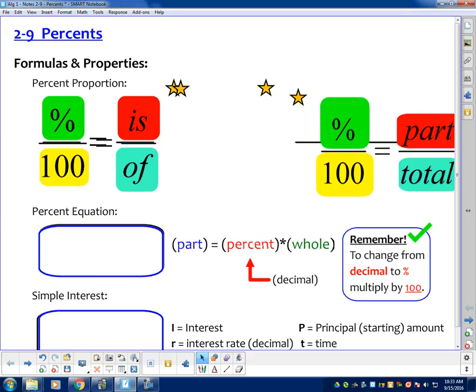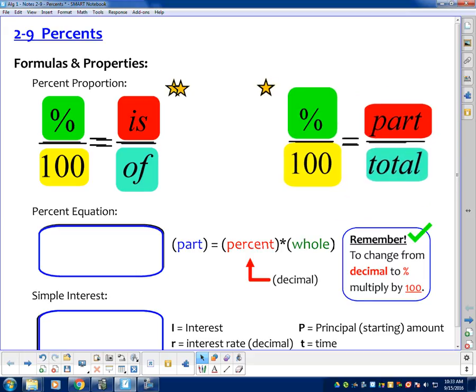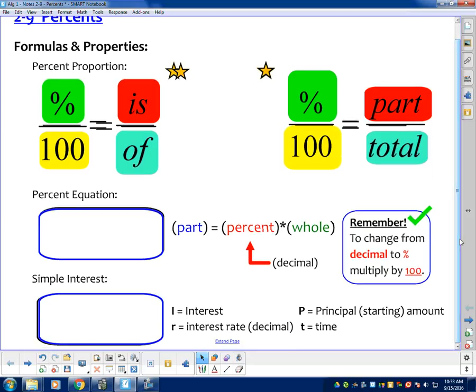Another way to think about it is percent over 100 equals part over whole. So think about the problem, or part over total, and make sure that numerically it's making sense. Thinking about which is the part and which is the total, set up your proportion in that way. So it's percent over 100 equals is over of, or percent over 100 equals part over total.